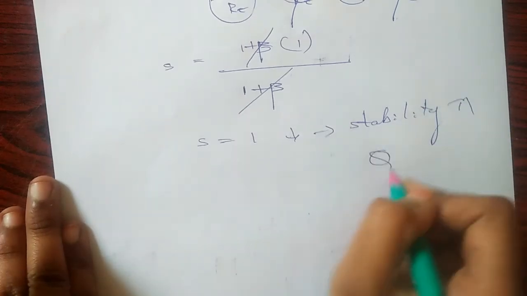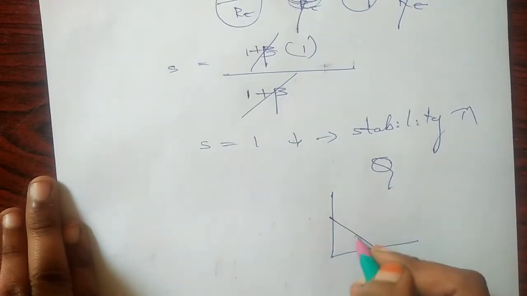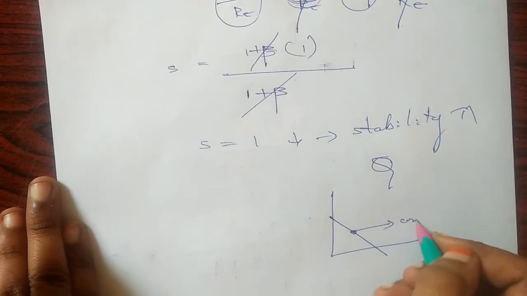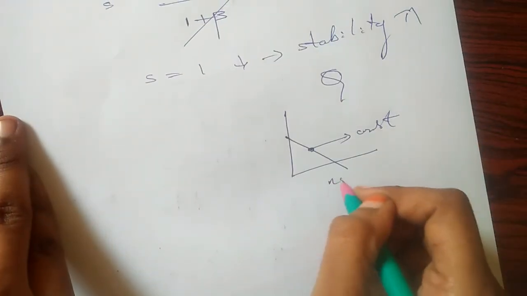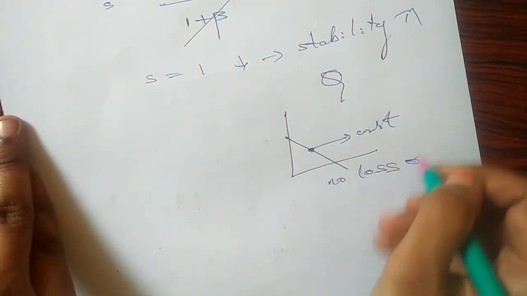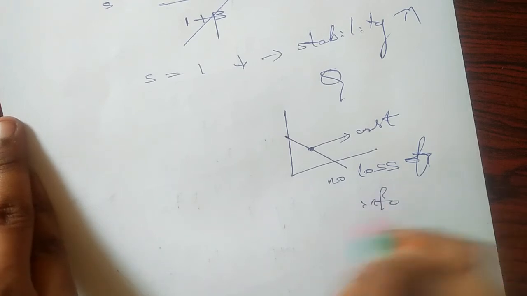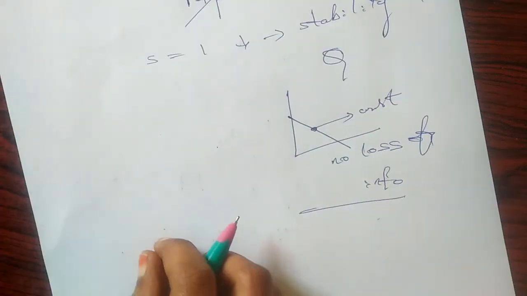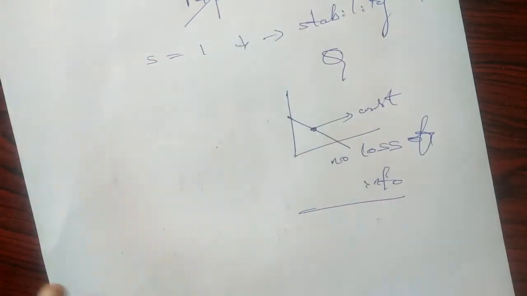So the Q point that we have on the load line is constant, where no loss of information is done in this circuit, so that it is heavily used.